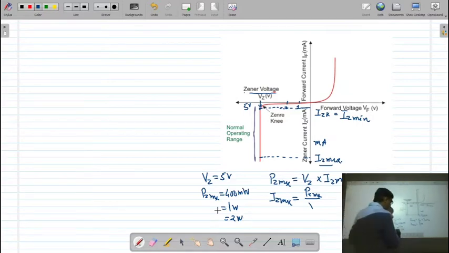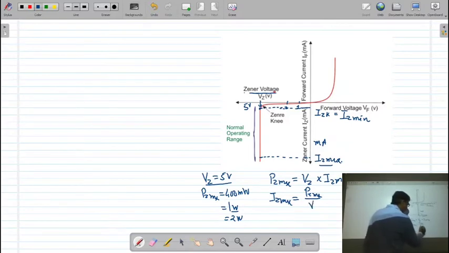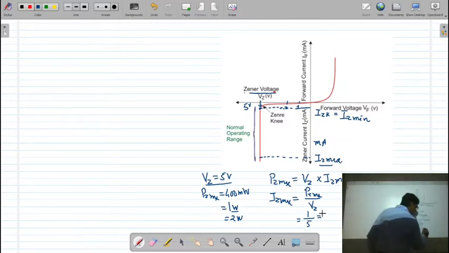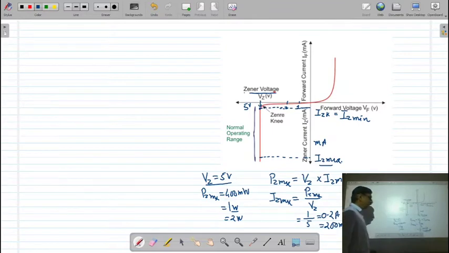Suppose I have a Zener diode of 5 volt with a power dissipation capacity of 1 watt. Then here you can calculate Pz maximum divided by Vz. So 1 watt divided by 5 volt, 1 by 5 is 0.2, which means the maximum current capacity of this Zener diode is 200 milliampere. Correct? So you cannot pass more than this.